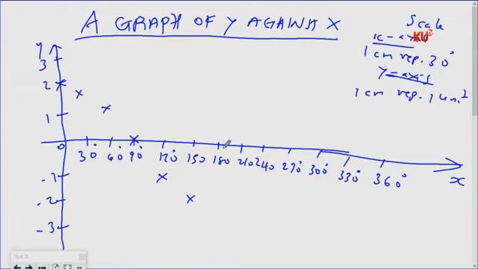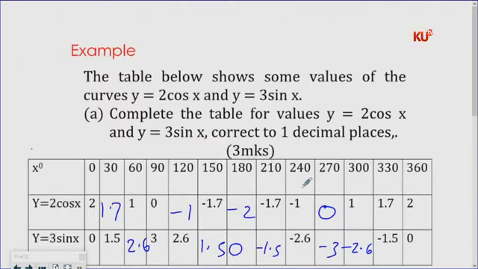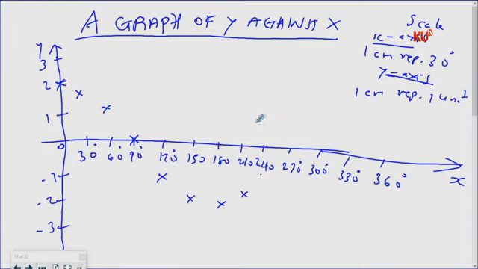Next, we want to move to 180. 180 is -2. 210, -1.7. Good. When x is 240, y should be? When x is 240, y is -1. So we have to get -1 somewhere there.